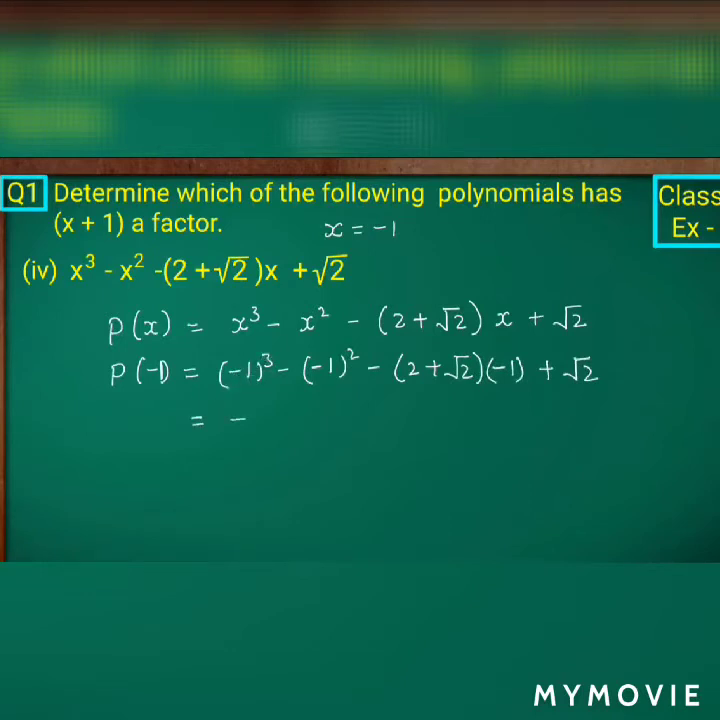Minus 1 whole cube is what? Minus 1. So minus 1 whole square is plus 1. Plus 1 plus into minus is minus. So minus 1 whole square is plus 1, isn't it? 1. So here again, minus into minus will become plus. So I'm just taking this one, minus 1 into minus, or else you can directly multiply minus 1 to the 2 plus root 2.